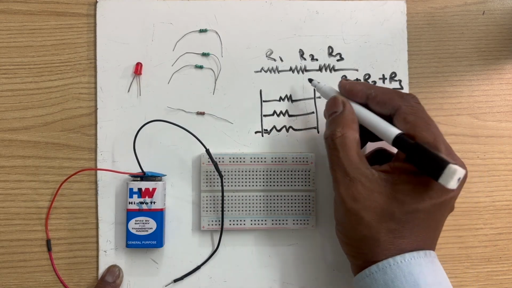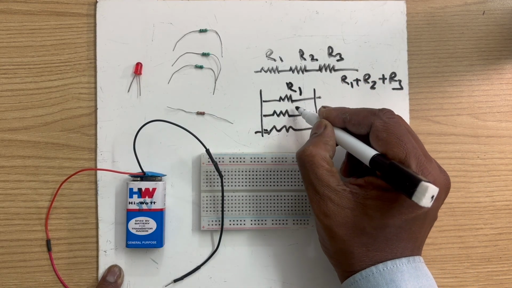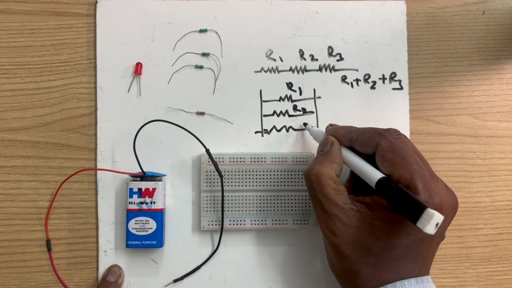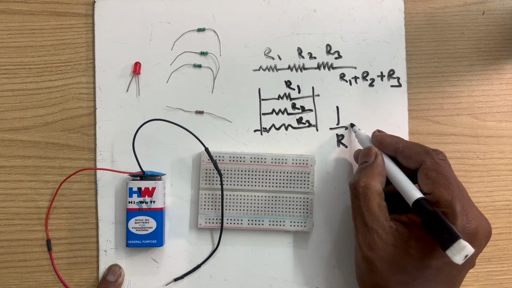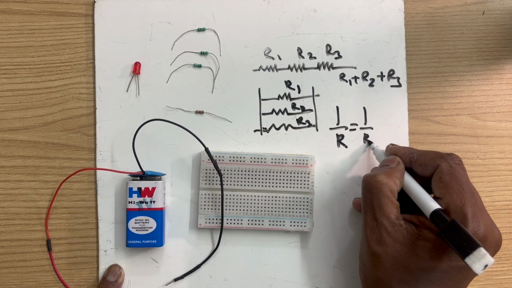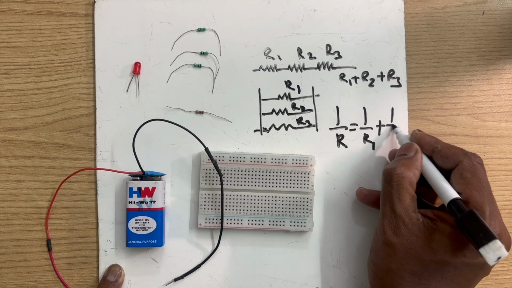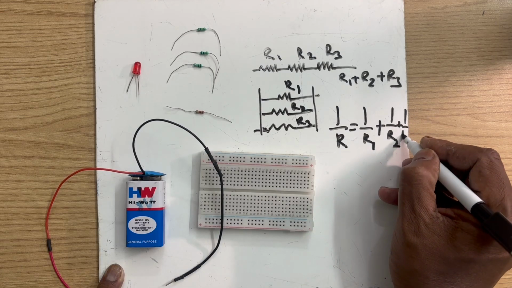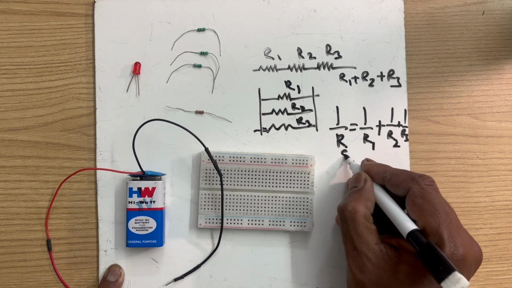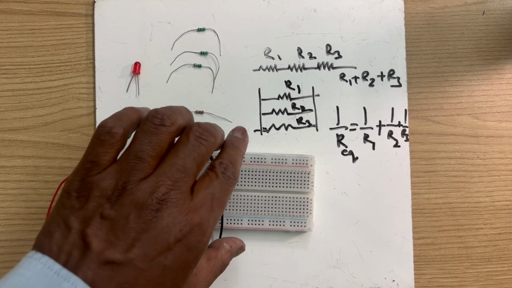And if the resistances are connected in parallel, the resistance is divided. So the total resistance would be this way, R1, R2, plus R3. So this would be an equivalent resistance.